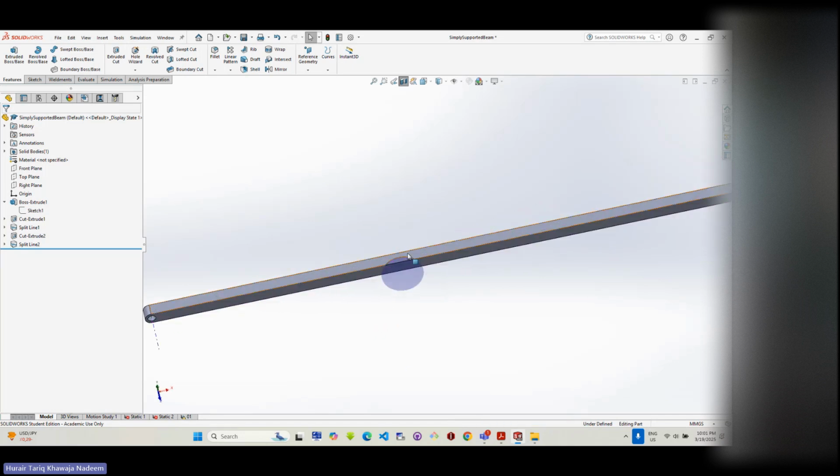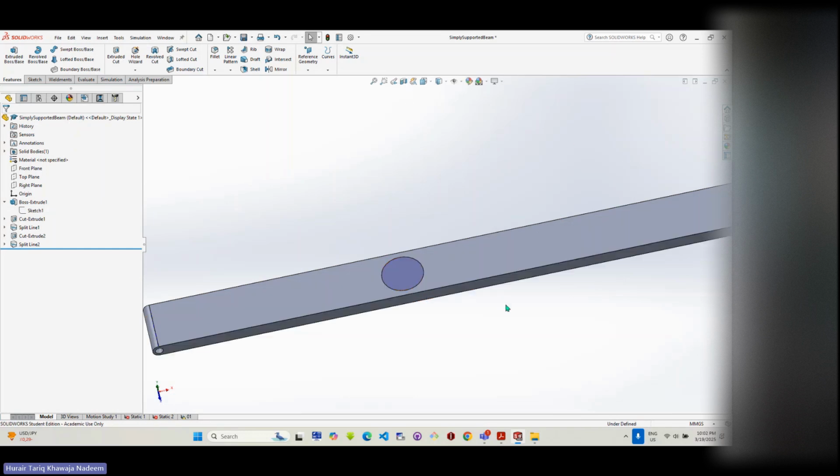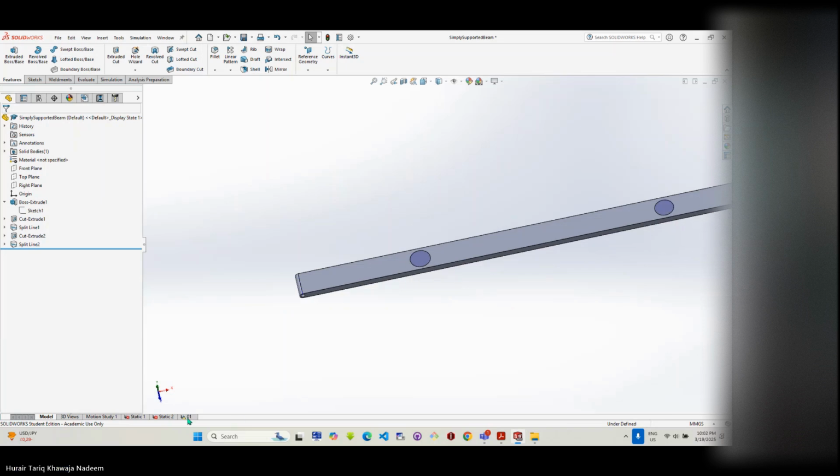Only the face is divided. Okay. And this is actually our requirement. If we do not divide the face, we cannot define the forces. Okay. So I'm going to come back to my study, which is 01.